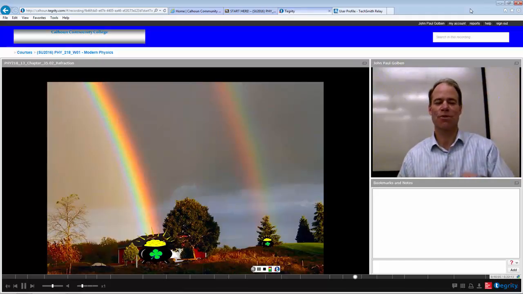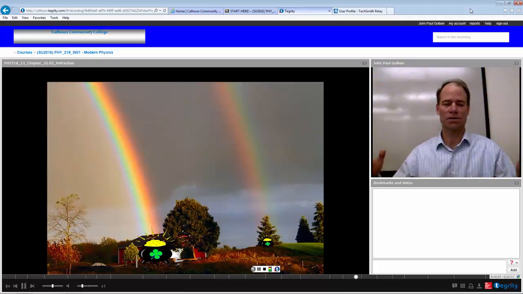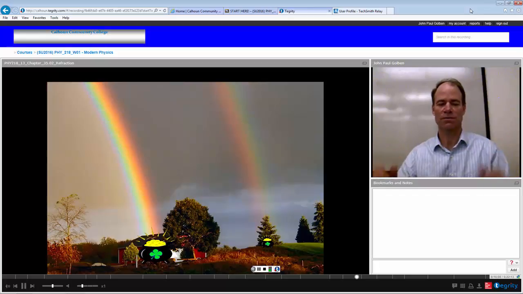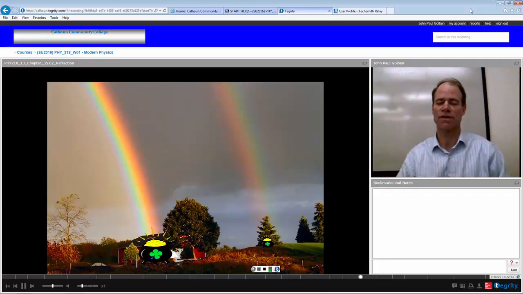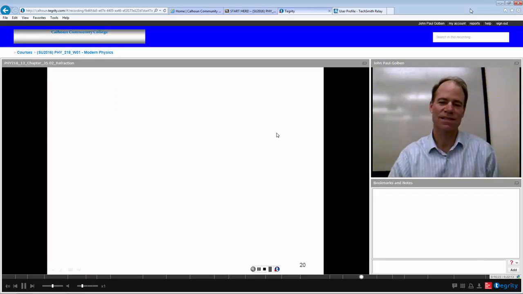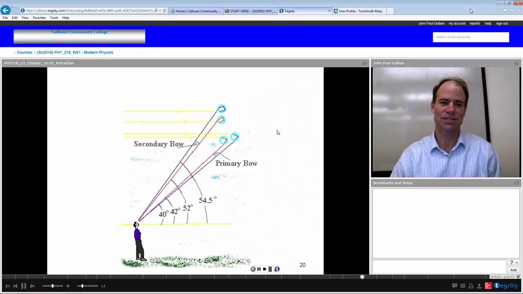Notice you have your primary rainbow with all the spectrum of the colors from violet to red. And then you have your secondary rainbow, and the colors are reversed. And they're kind of more diffuse too, so not as well-defined a rainbow. Why is that? That's a good question.